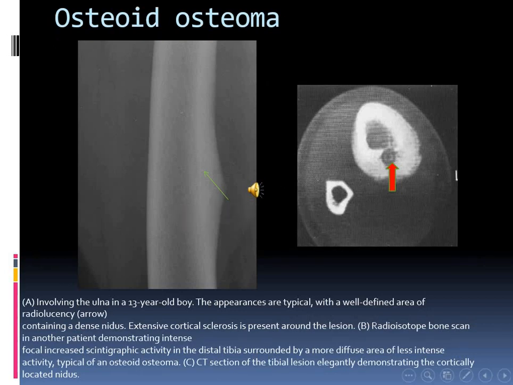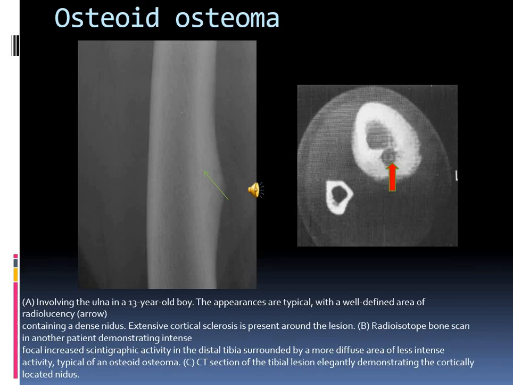Other examples for osteoma: you can see in the left image only sclerosis in the cortex, which is just marked by the green arrow. Here this type of osteoma is sclerotic. Once we do a CT scan, it will show us more details.